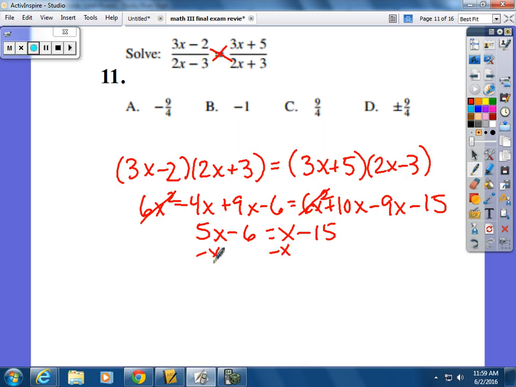Subtract x. 4x minus 6 equals negative 15. Add 6.